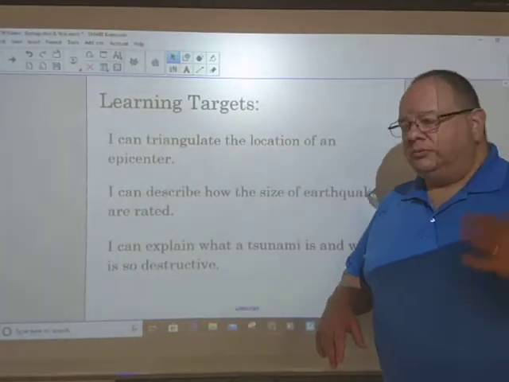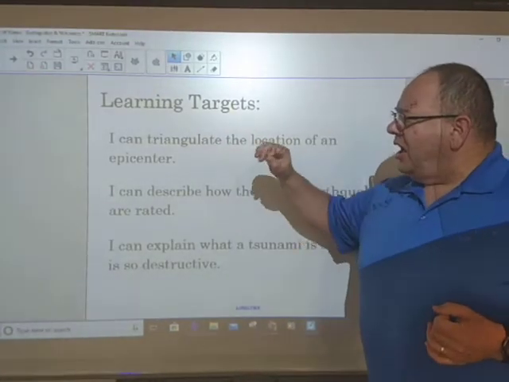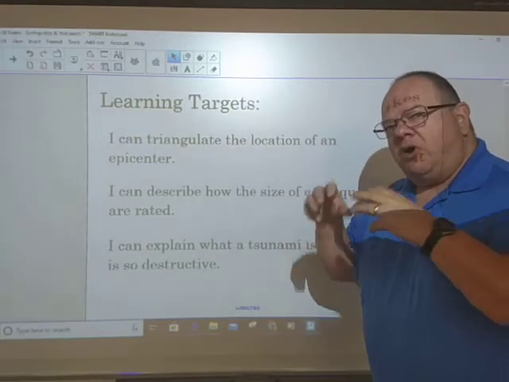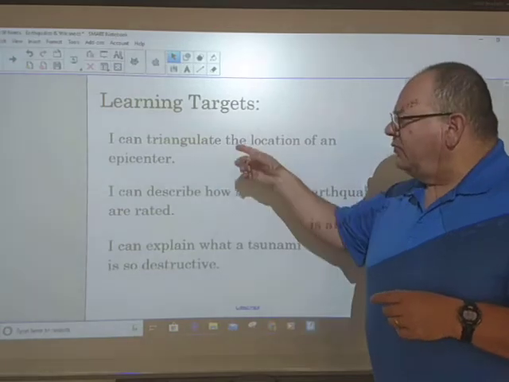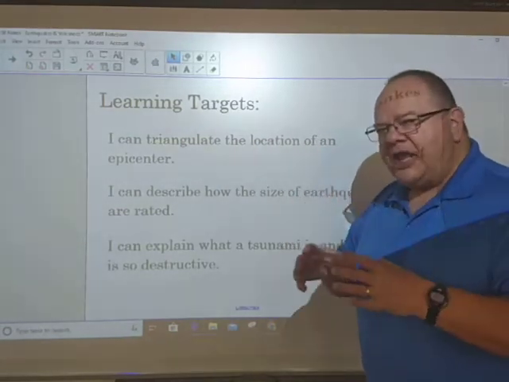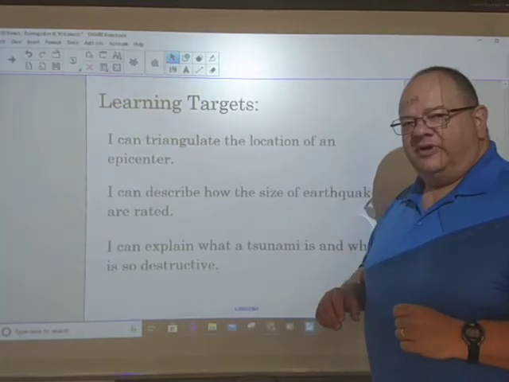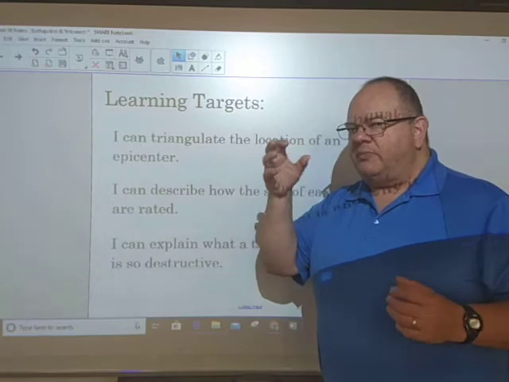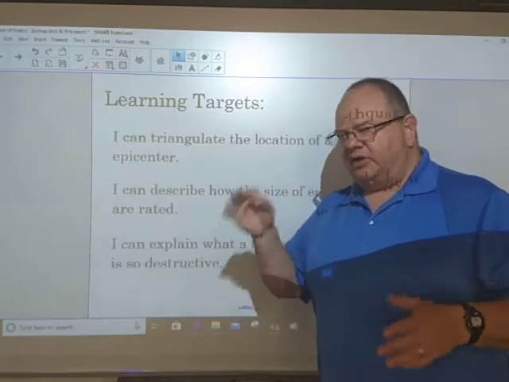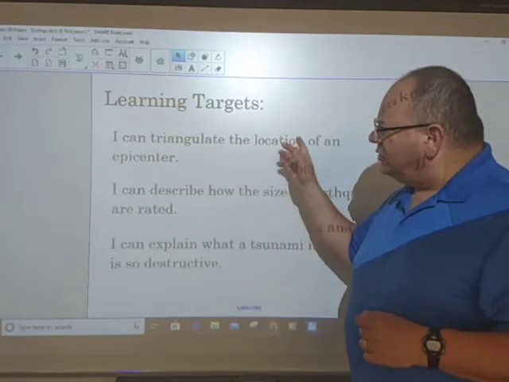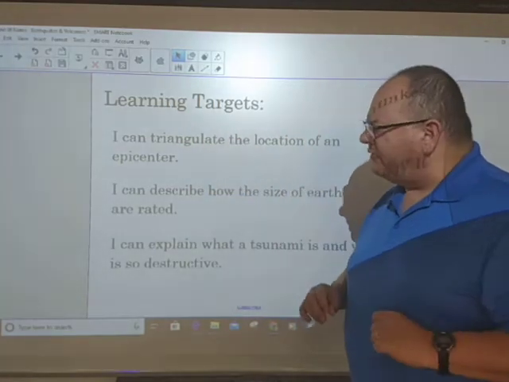All right, so three things we're going to look at. We've been doing some work towards how do we figure out where an earthquake actually happens, and we're going to finish that off today with how you can triangulate the location of an epicenter. And remember, tri, that prefix means three, right? A triangle has three sides. So there's going to be something about three in there.